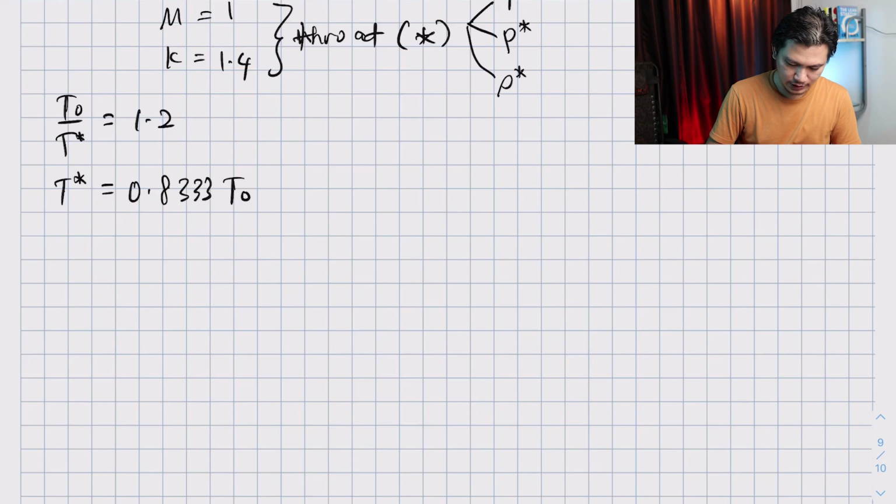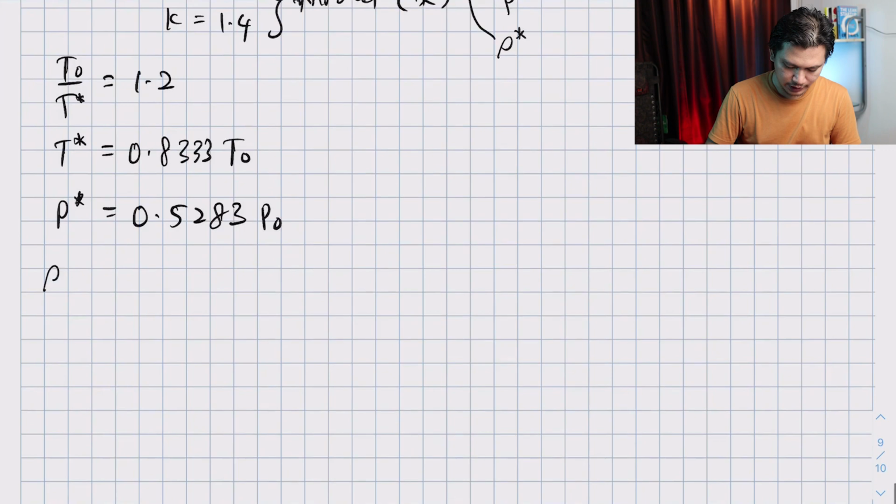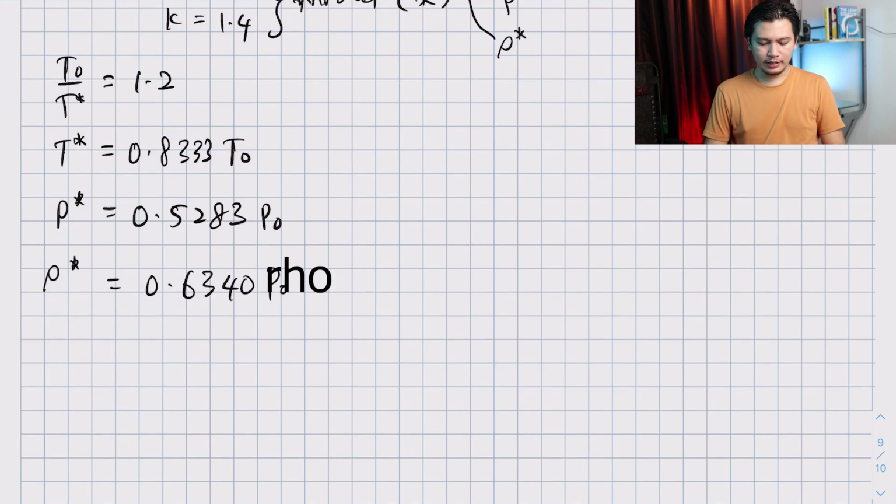Okay, so I'm just going to write the P asterisk here. So P at the throat is actually 0.5283 P naught. Okay, and also rho at the throat is 0.6340 rho naught. Okay, now for me, I think this is an excellent relationship. And it's quite easy to get a sense of what this relationship means, okay?